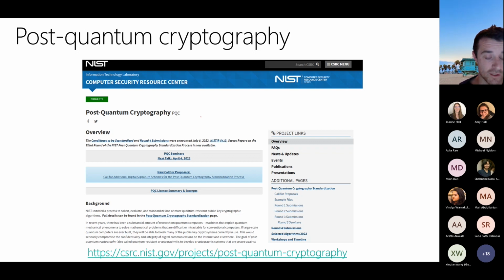But the reason that isogenies are very much still of interest is that I think NIST have issued a new call for proposals, based on the fact that they're not very satisfied, I think, with the digital signature schemes that have been submitted.